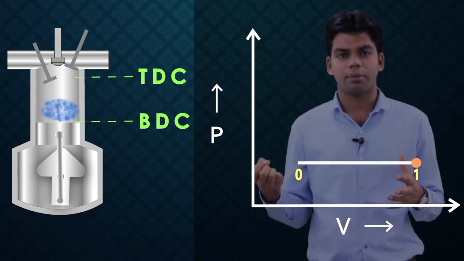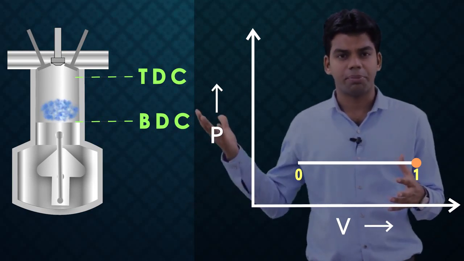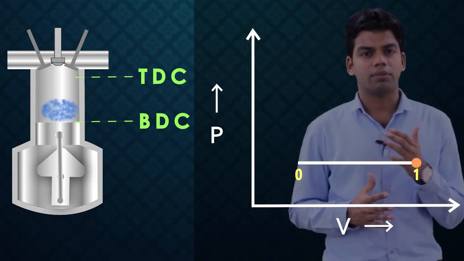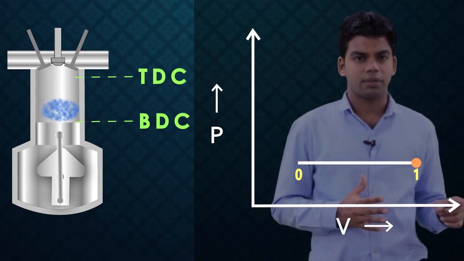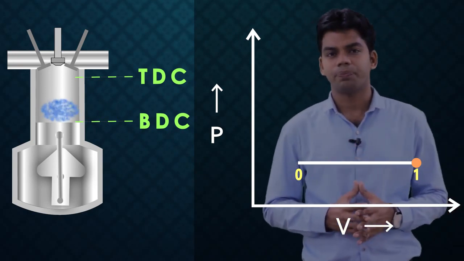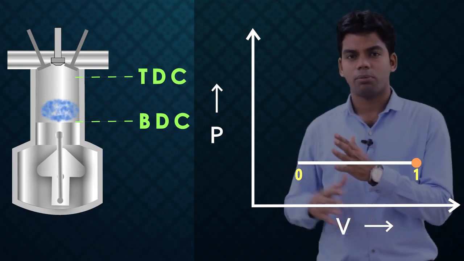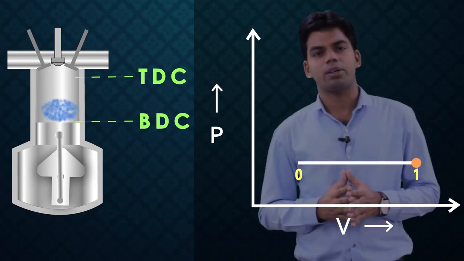Now, the second stroke is the compression stroke. The inlet valve is now closed and the piston will travel from BDC to TDC, and ideally this compression is assumed to be a reversible adiabatic compression process. So, we are having a reversible adiabatic compression now, and at the end of this compression the piston will have traveled from BDC to TDC. The process here is from 1 to 2.